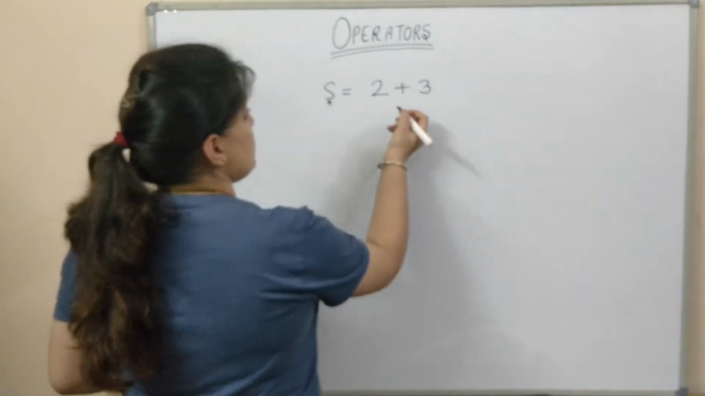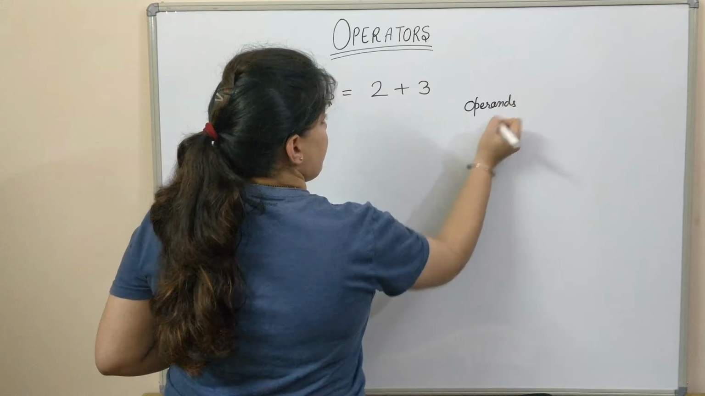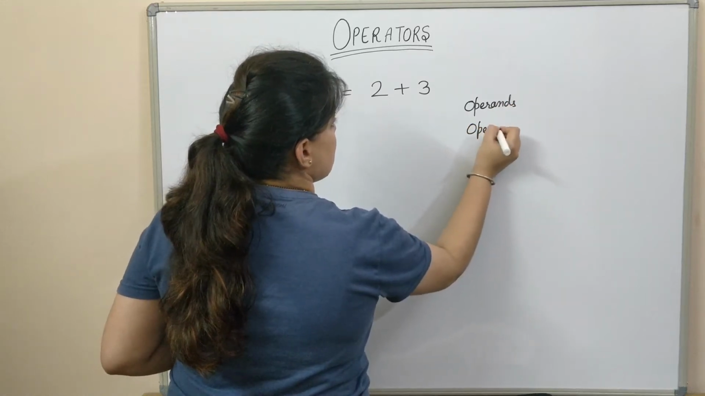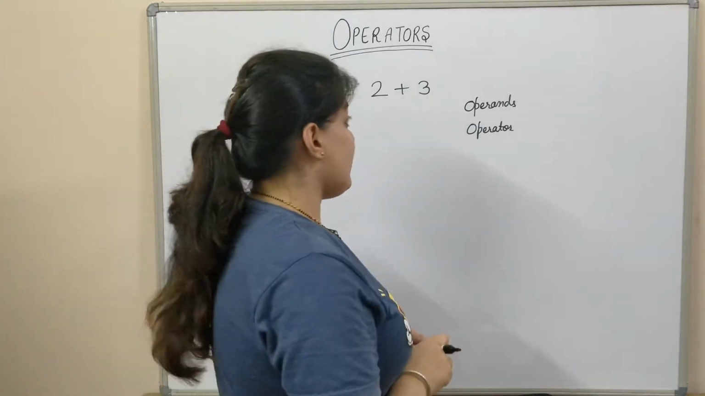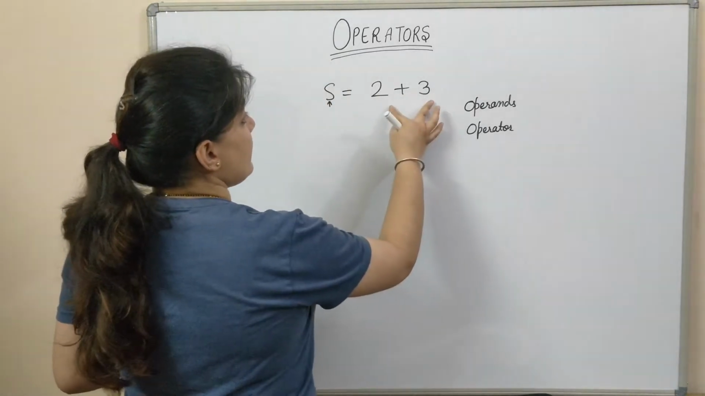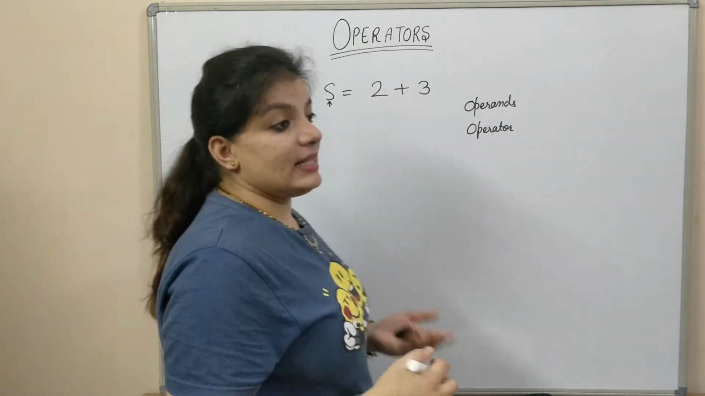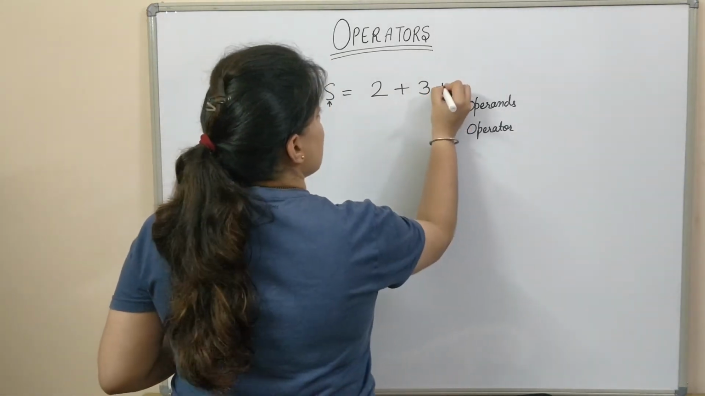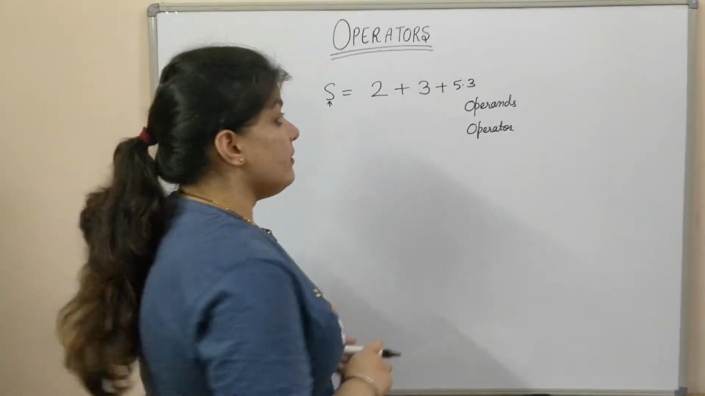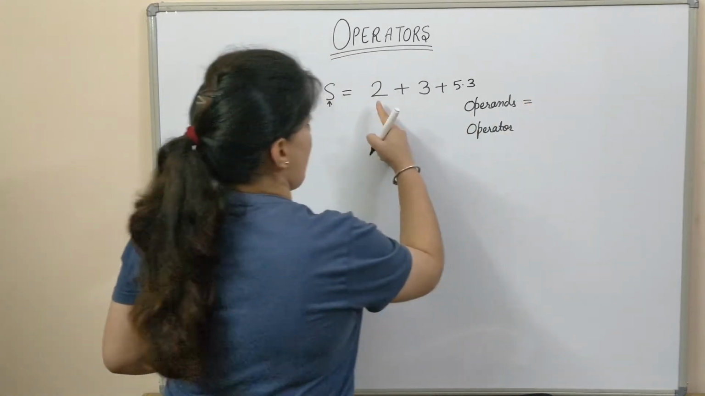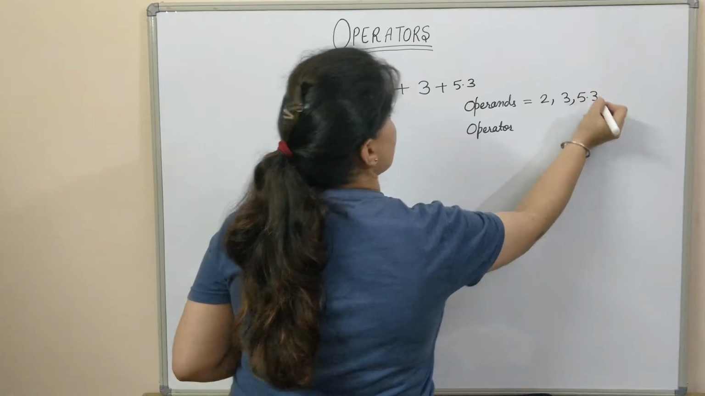For this we need to understand the meaning of operands and operator. So in this, what do we have as operands and what do we have as operators? All the numbers you are able to see, like 2, 3, or we can take a decimal number also, like 5.3. So the operands in this expression are 2, 3 and 5.3.